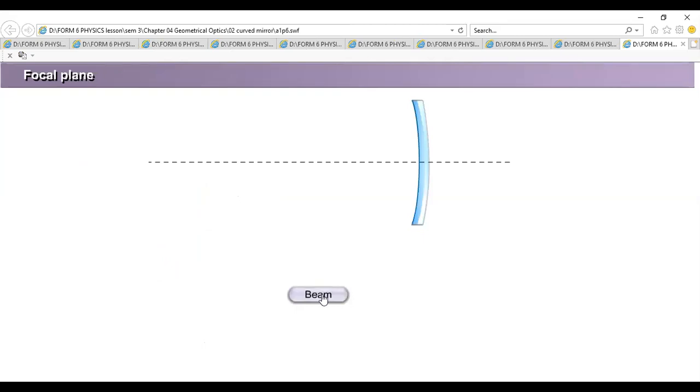Ladies and gentlemen, let's look at the light beam again. All the light after being reflected by the concave surface will be reflected to a point of focus.